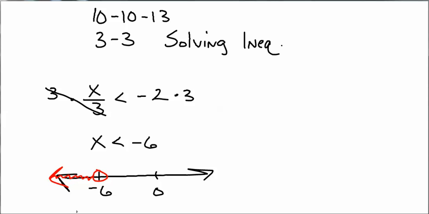Now, what you need to be careful of today is stuff like w over negative 2 greater than or equal to 5. You okay? Alright, stop then. Stick your hand in the air. You know what I mean? What are you confused on?